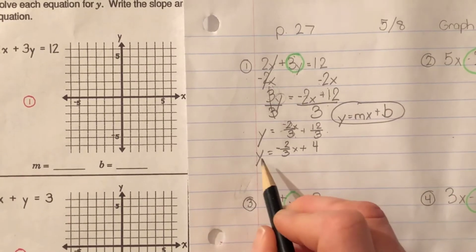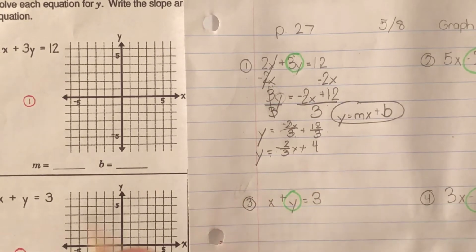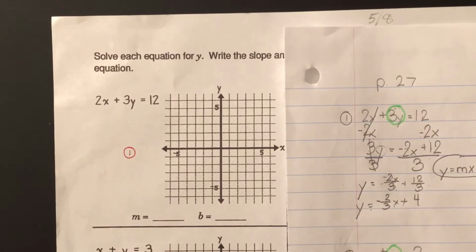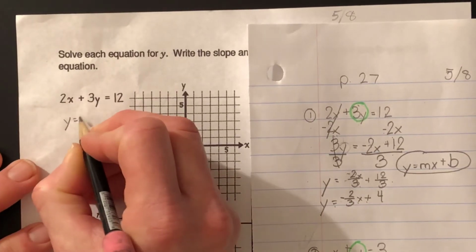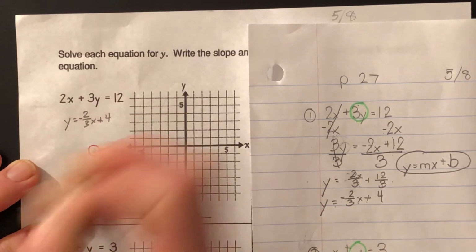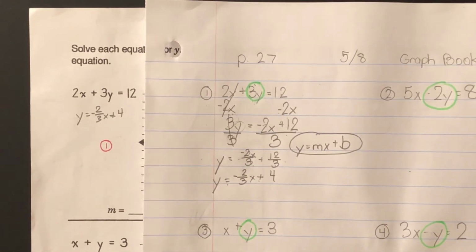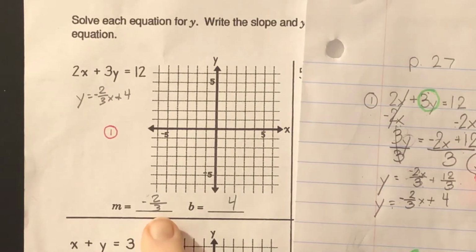This is now in slope-intercept form. Y equals negative 2/3 x plus 4. So you can come over here and rewrite your equation. Y equals negative 2/3 x plus 4. From this equation, you can now easily find the slope and the y-intercept. And on this one, I'll help you do the line, but on the others, I'd like for you to do them on your own.